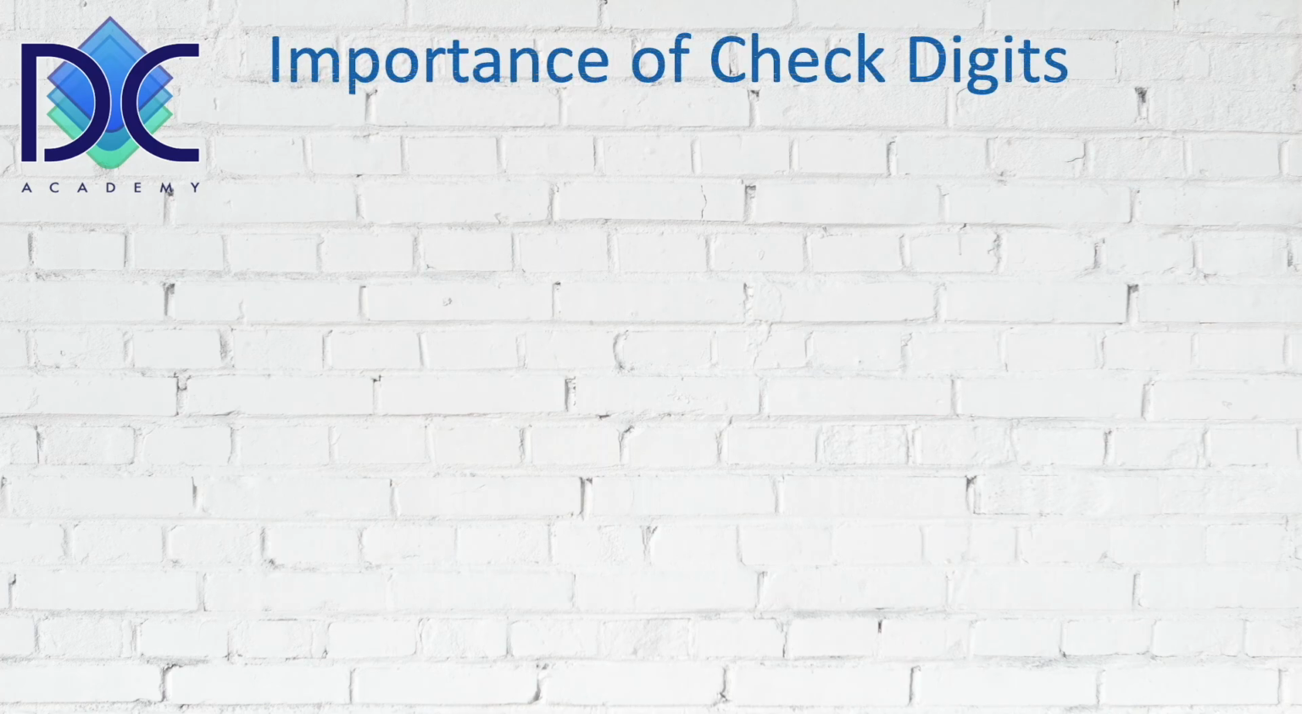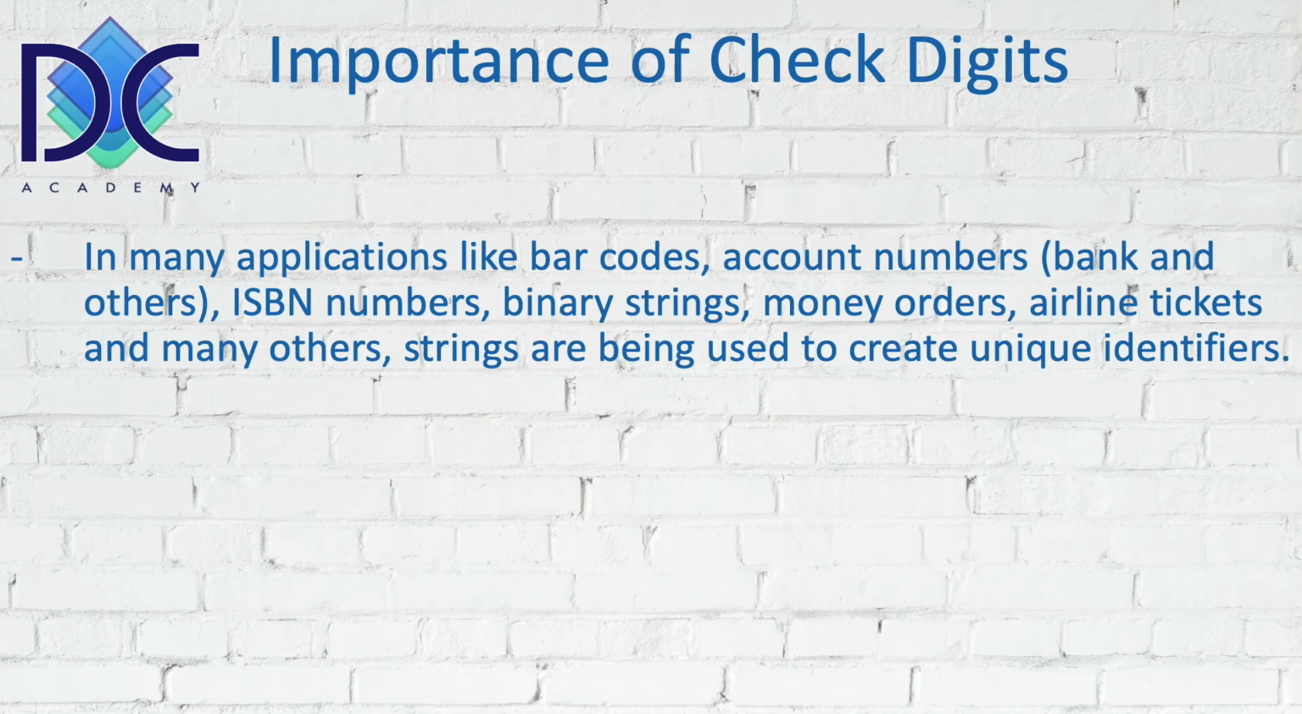When we look at the importance of check digits, there are a lot of applications like barcodes, account numbers, for example bank and other accounts, ISBN numbers for books, binary strings, money orders, airline tickets, and of course many other applications where we are using strings to create unique identifiers. And when we link a unique string to them, we have to be sure that the string that we are transmitting or the string that we received is a correct string.